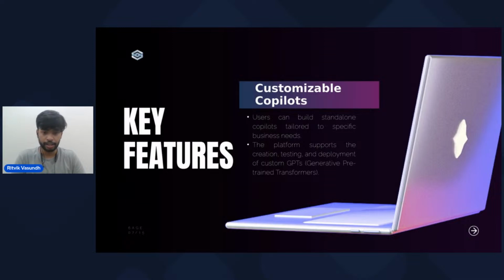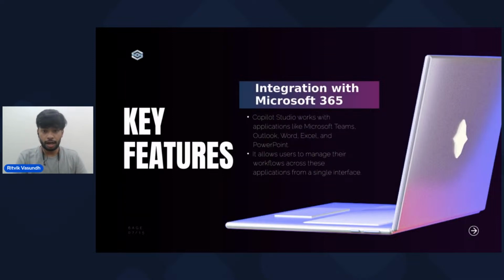You just need to implement it, work a bit on it, and then once it's automated, you're all set to use it in your business. Another key feature is integration with Microsoft 365. Copilot Studio works with applications like Microsoft Teams, Outlook, Word, Excel, and all those Microsoft 365 features.